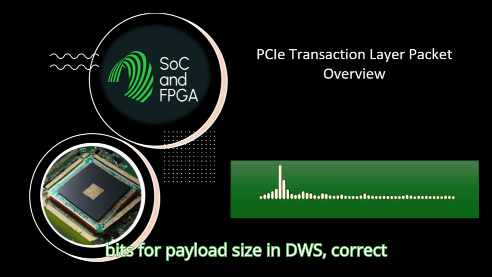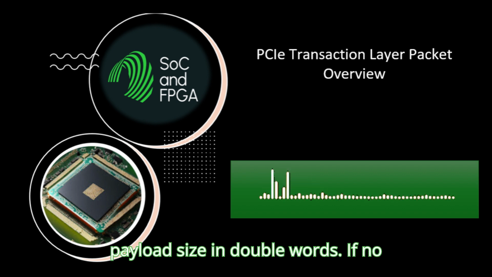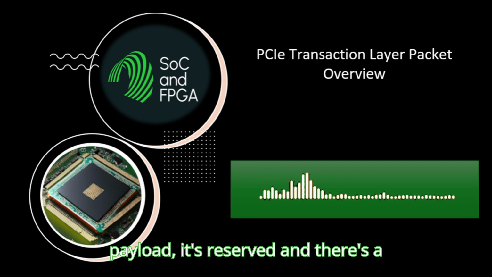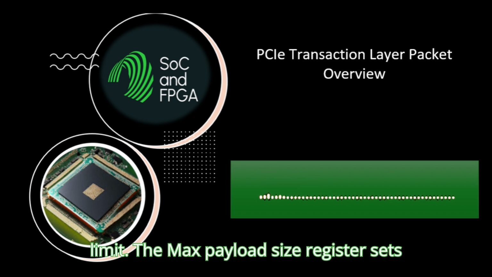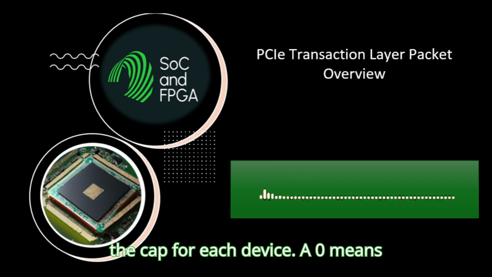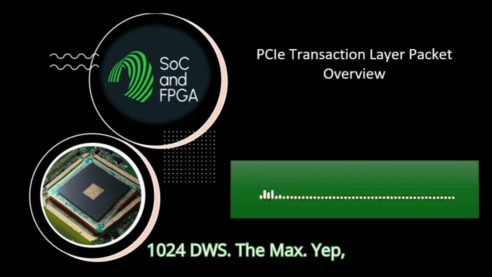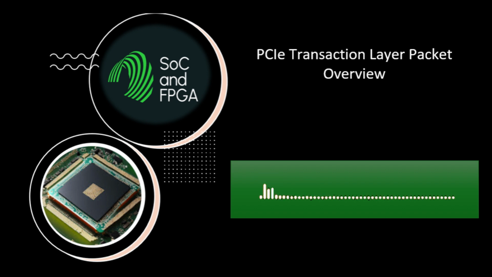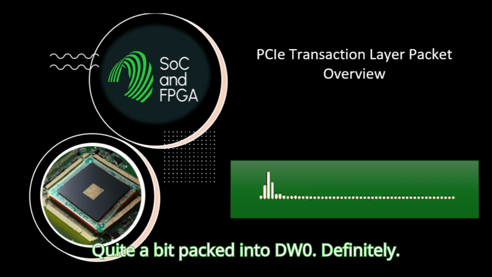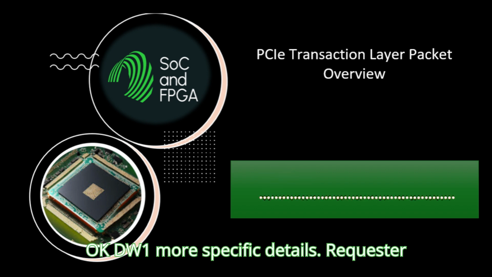10 bits for payload size in DWs. Correct, payload size in double words. If there's no payload, it's reserved. And there's a limit. The max payload size register sets the cap for each device. A 0 means 1024 DWs, the max. Yep, that's the encoding for the maximum size. Quite a bit packed into DW0. Definitely. Okay, DW1, more specific details.